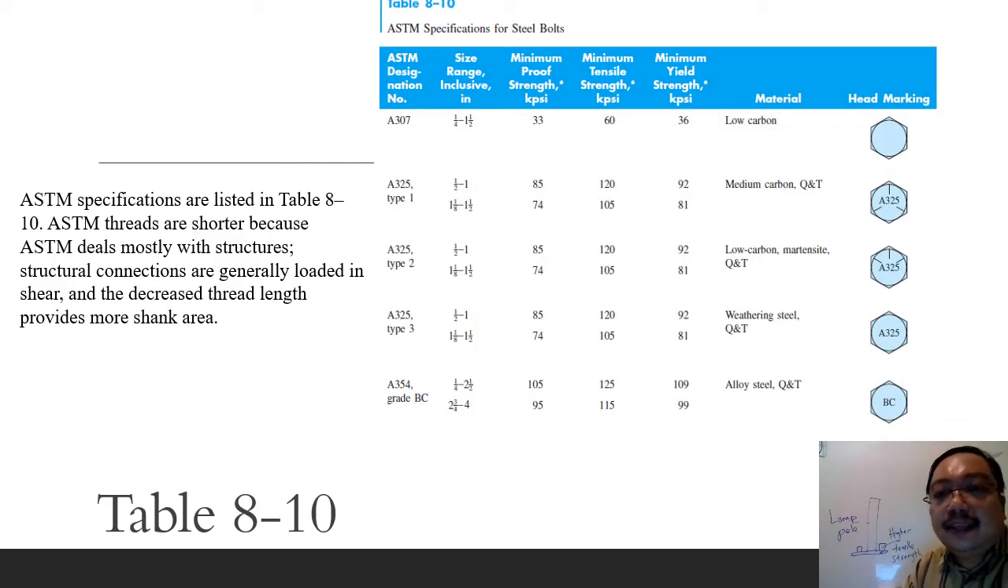Table 8.10 shows the ASTM specification. It's stated here that the ASTM threads are shorter because ASTM deals mostly with structures, which are generally loaded with shear. The decreased thread length provides more shank area. What does it mean? Meaning that there are two standards, SAE and ASTM. For ASTM, you are using it for connections loaded with shear. What is a connection loaded with shear?